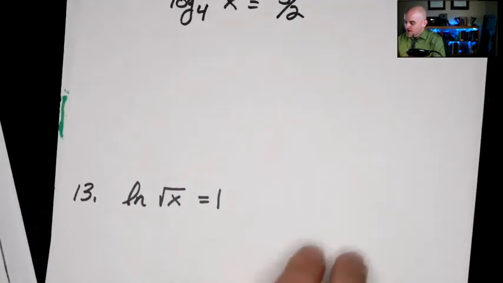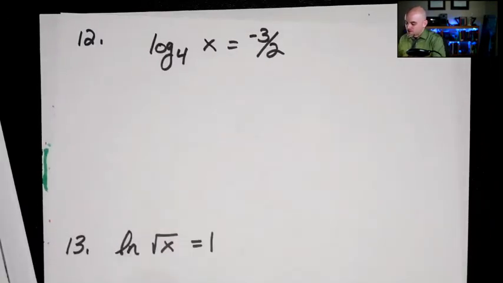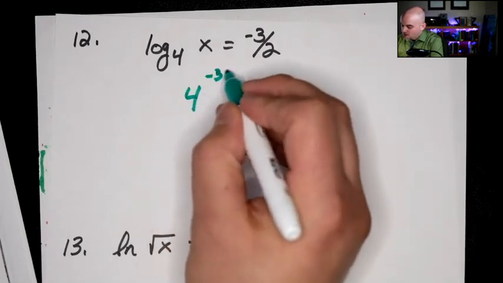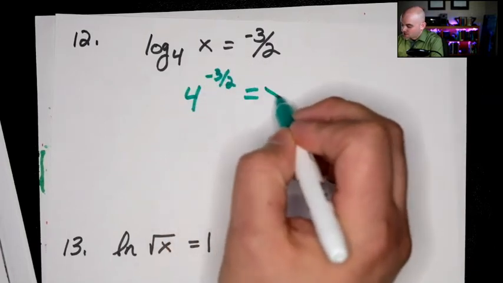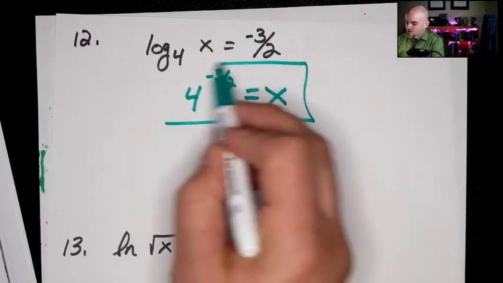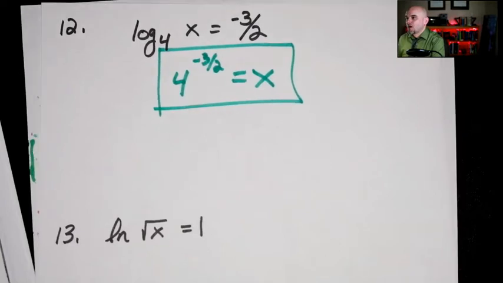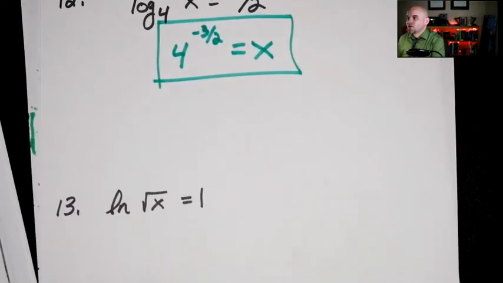Let's take a look at number 12. Number 12 says the log base 4 of x equals negative 3/2. Let's write this in exponential form. So I get 4 raised to the negative 3/2 is equal to x. Look at that. X is solved for. I'm happy with that as your answer. Okay? Let's go to the next one here.